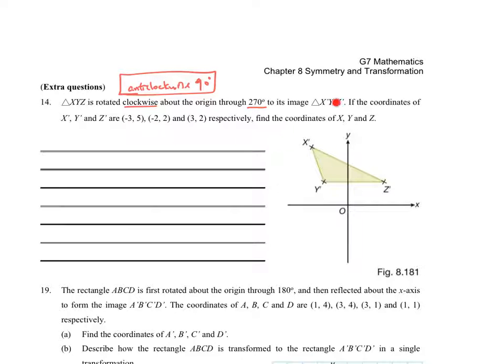However, note that these 3 points are the image, so it means that it is after the rotation. They are (-3, 5), (-2, 2), and (3, 2). It means if you want to find the original one, then you should go in the opposite direction to find it. Okay, so you try yourself.